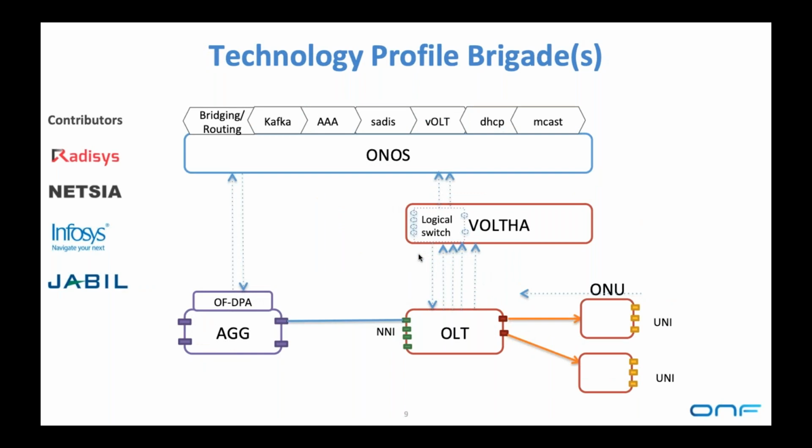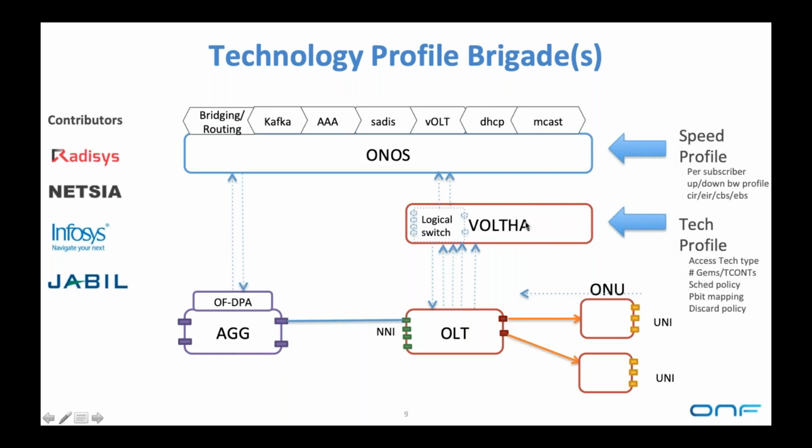The technology profile is made up of multiple brigades. There was one that concentrated on Volta and ONOS functionality to bring out both the speed profiles and the technology profiles, one that goes into Volta and the other that goes into ONOS. And then there is another technology profile brigade that brings out these features on a NEM-wide level, so it's applicable to the SEBA pod. We had a number of contributors from these companies working on these two brigades.